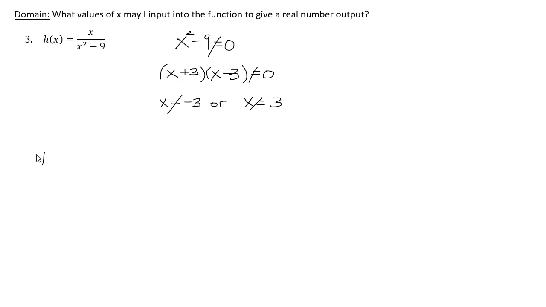So the domain in this case, and if you need to, you should draw yourself the number line, but the domain is negative infinity up to negative 3. I'm not allowed to include negative 3. Negative 3 to positive 3. I can't include positive 3. And then positive 3 up to positive infinity. In other words, every real value of x except 3 and negative 3.